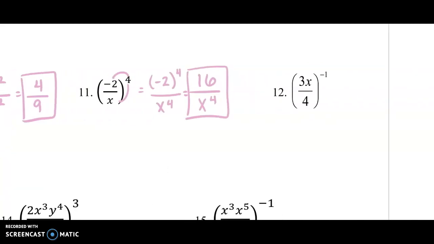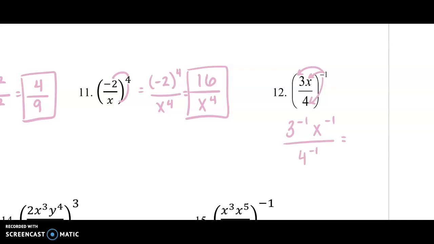Last one, we have that negative first power. That negative first is going to go to the 3, to the x, and to the 4. If you remember the tip that I showed you last week, you could have flipped the whole thing and made that outside exponent positive, you can also do that. 3 to the negative first, x to the negative first, over 4 to the negative first.